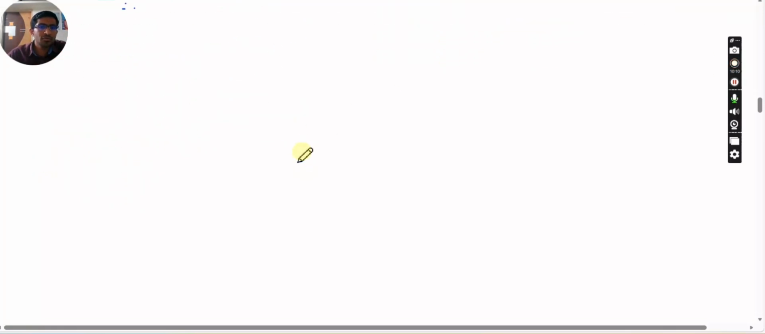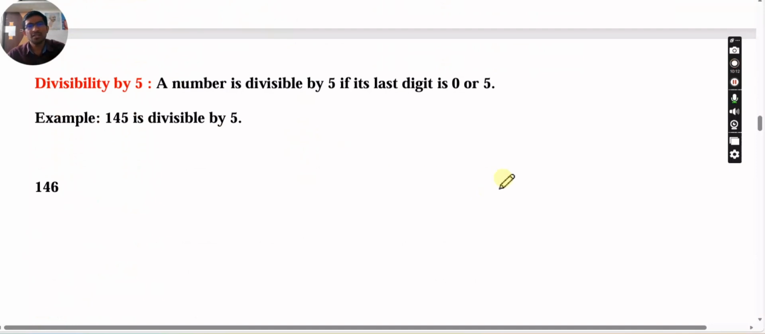Next, after 4, we are going to learn about 5. The divisibility rule or test of 5 is the easiest among all tests. 5 and 10 have a similar test. So here, divisibility by 5. A number is divisible by 5 if its last digit is 0 or 5. So these two digits we have to remember to understand the divisibility rule of 5. If any number is ending with 0 or 5, then this whole number is divisible by 5.